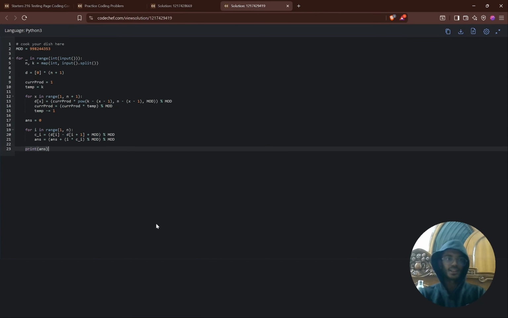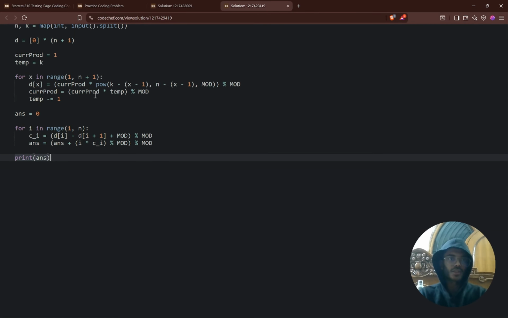The time complexity again is n log n, big O of n in general, and log n for calculating the exponentials. And yeah, that's it.